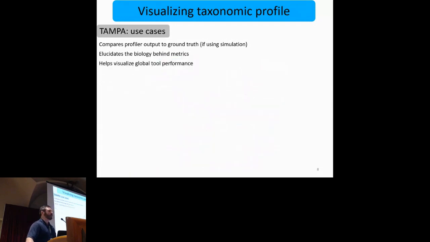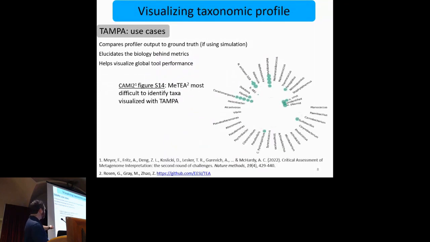It also helps visualize global tool performance. So this is a nice little analysis. We use this tool called MIT that identifies the most difficult to identify taxa. So we took all of the CAMI simulated data sets, looked at all two dozen different taxonomic profiling tools, and ran some stats on that to figure out which of the taxa are most difficult to identify. And so we get this nice little list. And it's like, well, I want to visualize that list now.